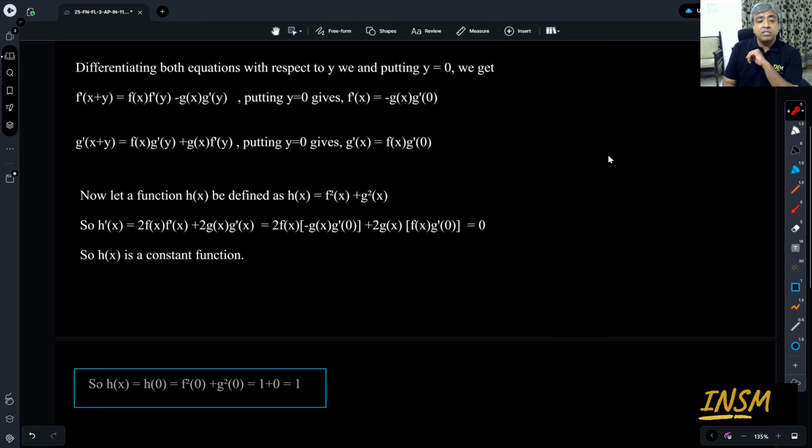h0 will give us f square 0 plus g square 0. We already found above that f0 is 1, so this comes out to be 1, and g0 is 0. So f square x plus g square x is a constant function with value 1 everywhere.